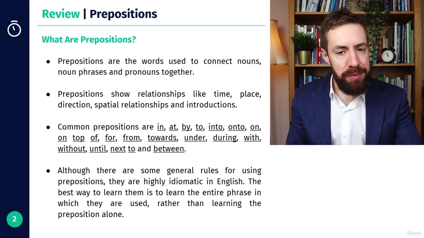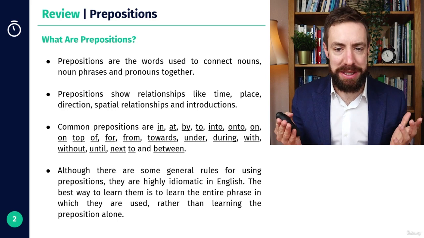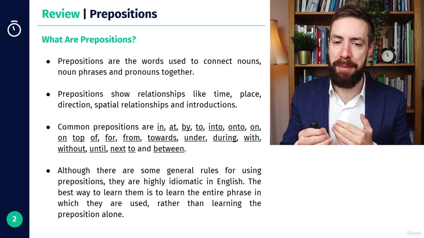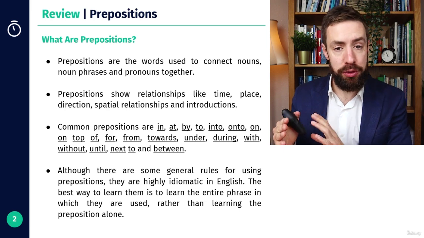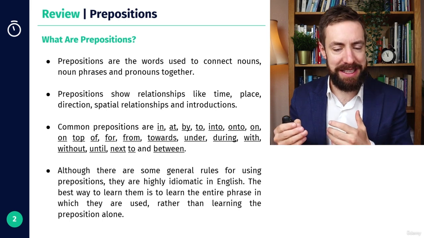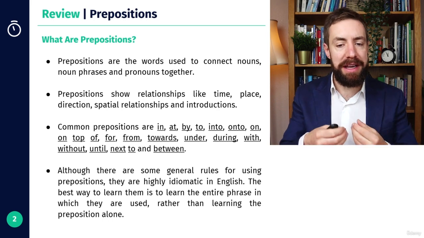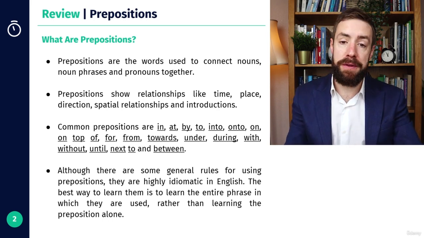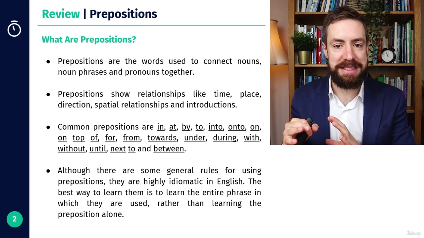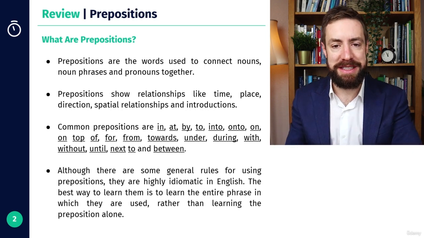And something that is kind of annoying about English, but we just have to accept it, is that there aren't really too many rules about prepositions. We'll look at some rules in this video, but in general, they're idiomatic. That means they kind of make up their own rules, and we just have fixed ways of using them. So the best way to remember them is to read lots of sentences that use them in the correct way and just remember those sentences.